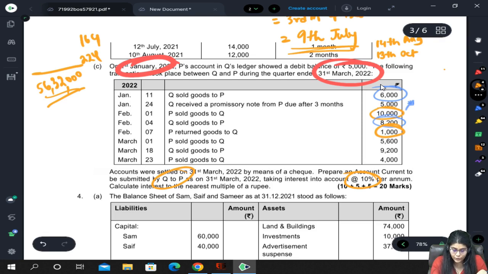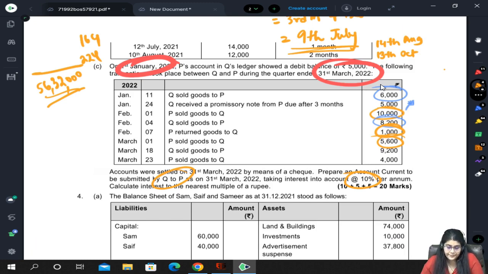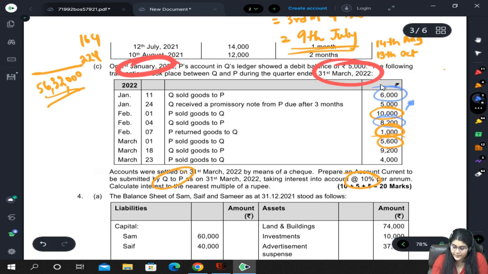Sold goods to Q. So P to Q 5600 is again this one. Q sold goods to P. So this is a sale. This one is a sale. P sold goods to Q, again a purchase. Okay. So on the purchase side, we have these four transactions.